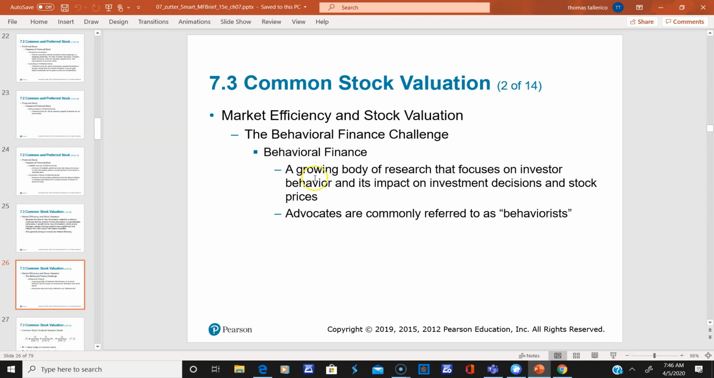Okay, so what does behavioral finance mean? You could take a whole course just on behavioral finance in itself. It's basically a growing body of research that focuses on investor behavior and its impact on investment decisions and stock prices. People who study this are referred to as behaviorists, and they're studying people and how they react to the stock market. It's a fascinating field.